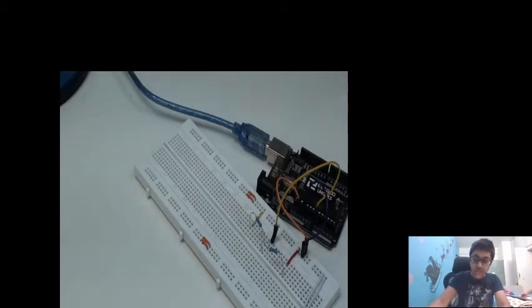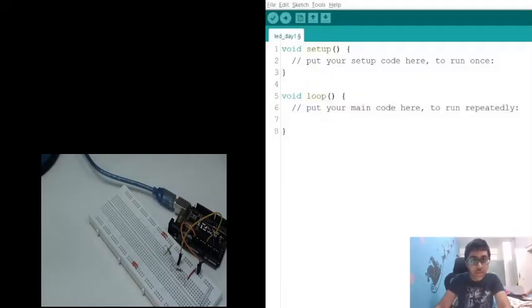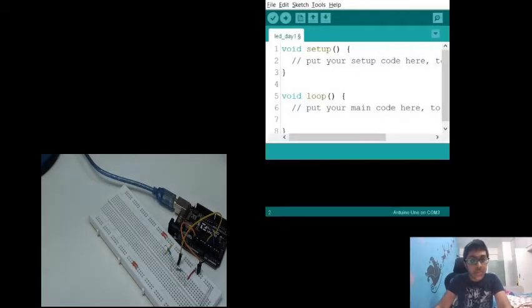Let's get you a good code view. All right, let's arrange that a bit better.